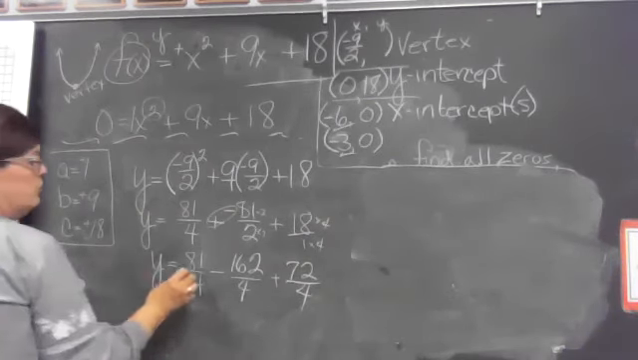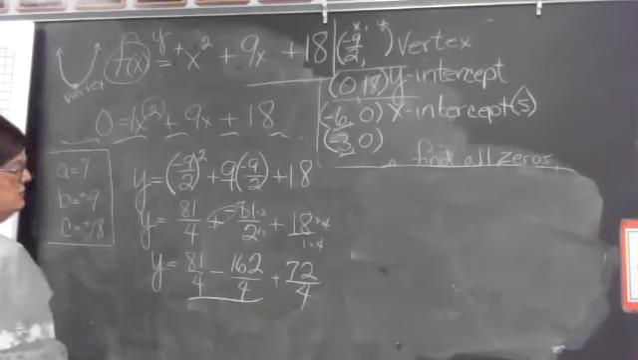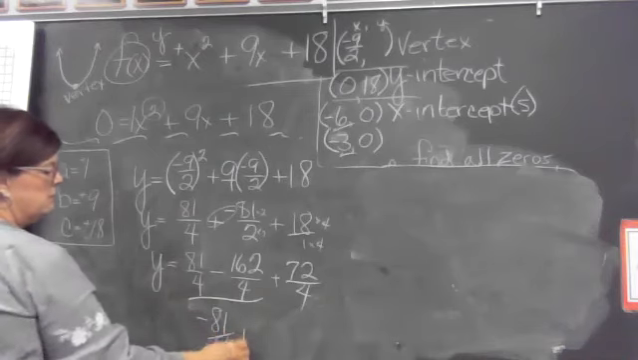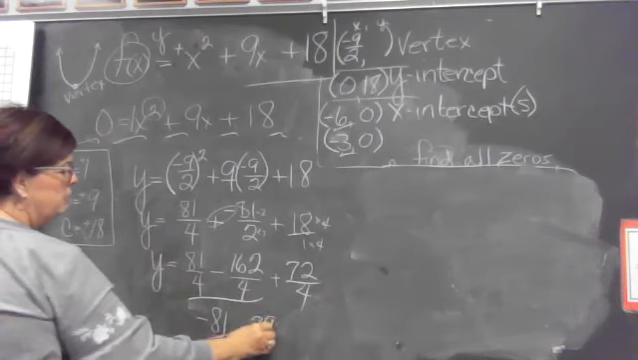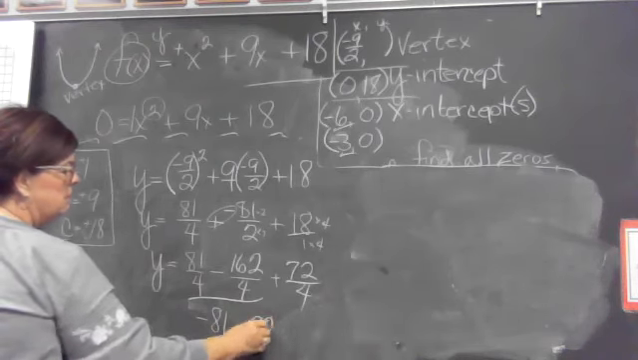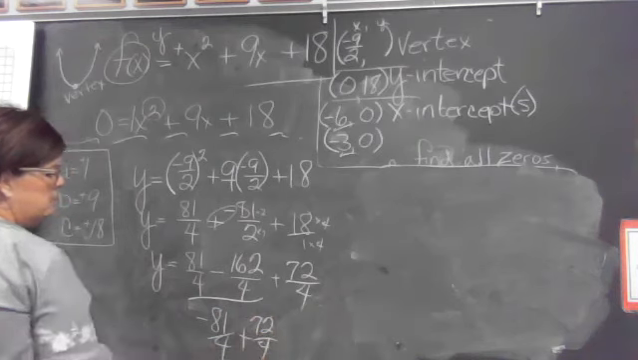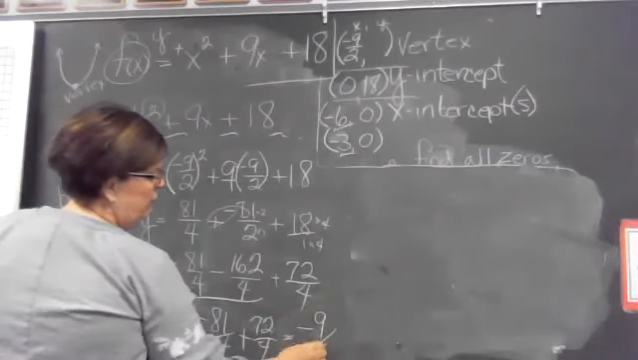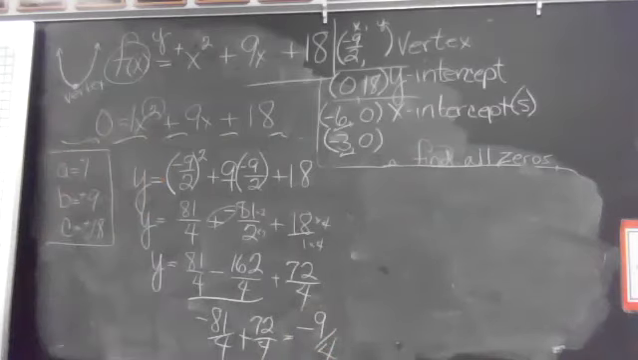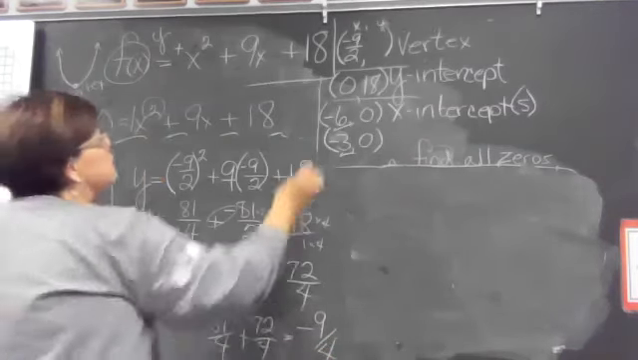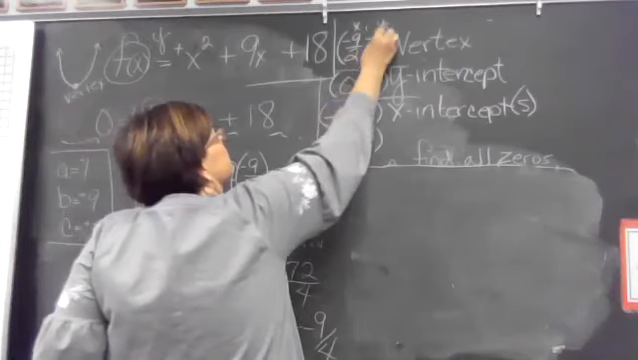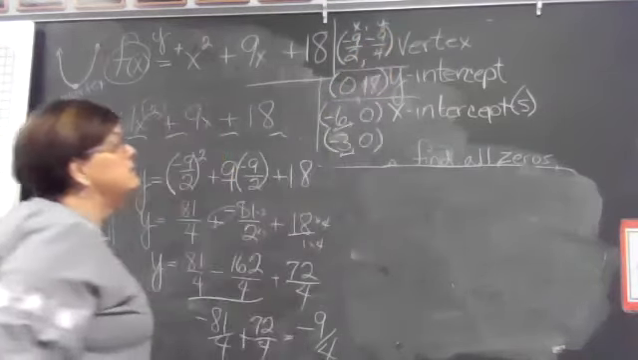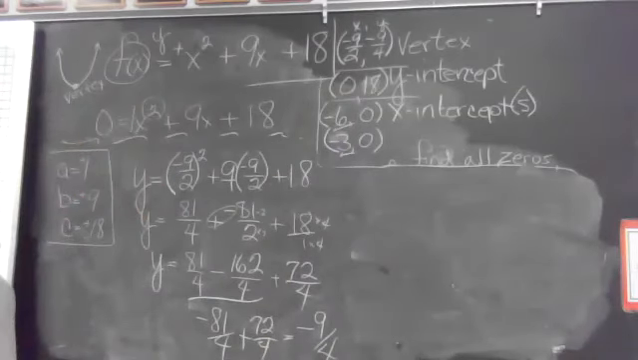And so when you subtract this, you're going to get a negative 81/4 plus 72/4, which equals a negative 9/4. Okay? And so the vertex is going to be at a negative 9/4. You'll see? That's the vertex point.